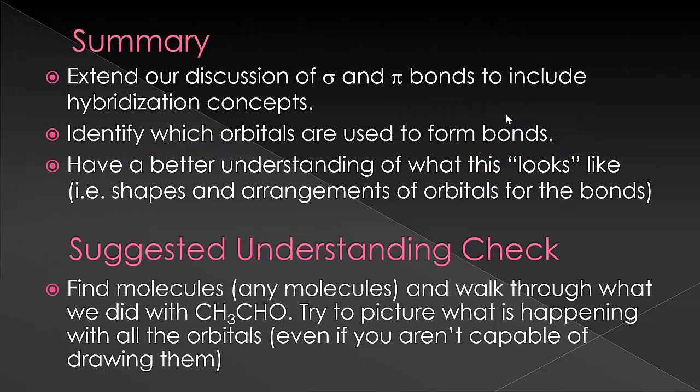Okay, so now a brief summary of what we did. We took our discussion of sigma and pi bonds and added in the hybridization concepts. We've identified which orbitals are used to form bonds, including these new hybrid orbitals. Hopefully, after seeing all of these drawn out, you have a better understanding of what this looks like.